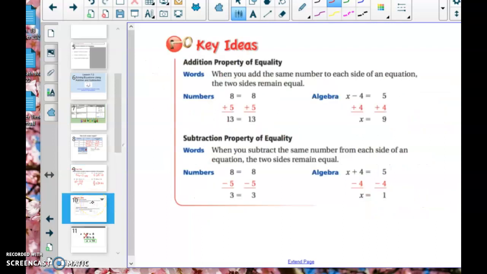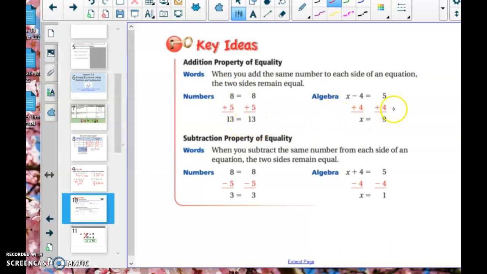All right, the key idea that we're going to work on today is the addition property of equality. What the addition property of equality says is that if you add the same number to each side of the equation, the two sides will remain equal. Just looking at it with numbers, if I add 5 to both sides, those numbers are still going to be equal to each other.